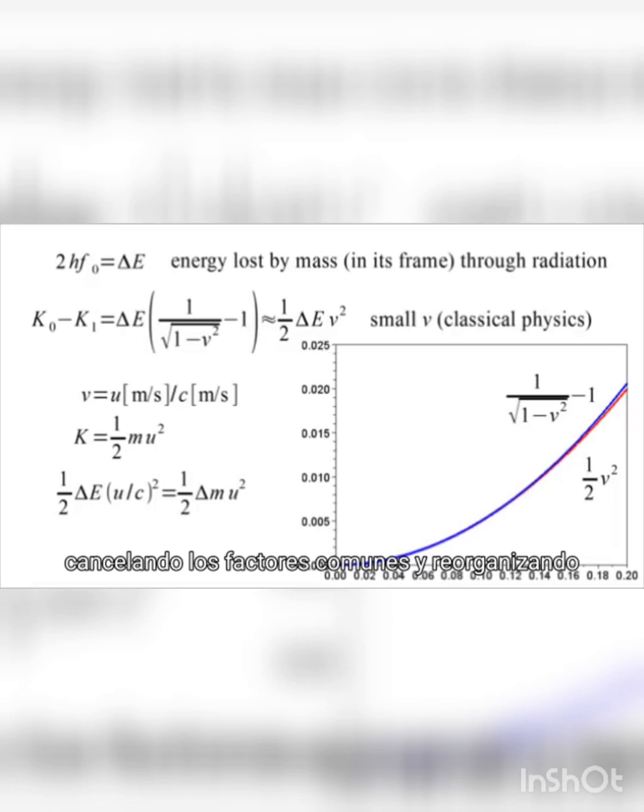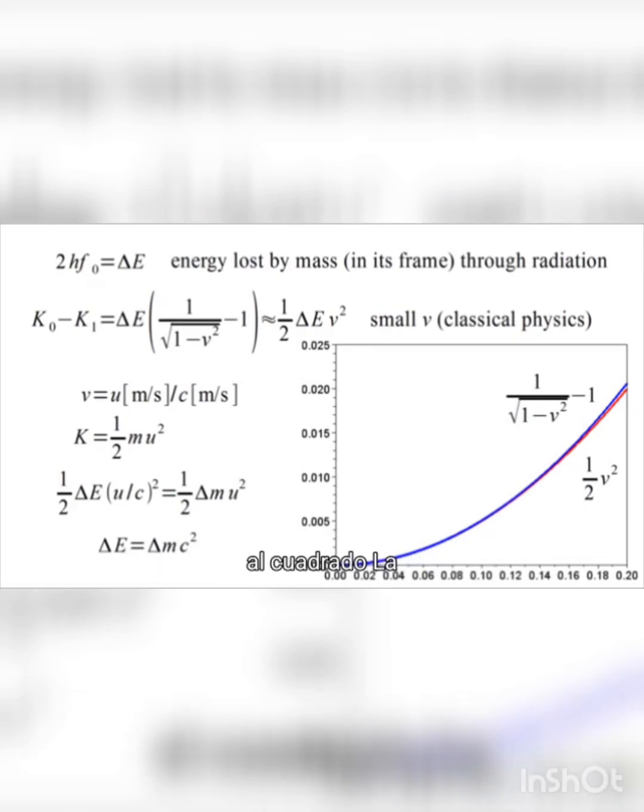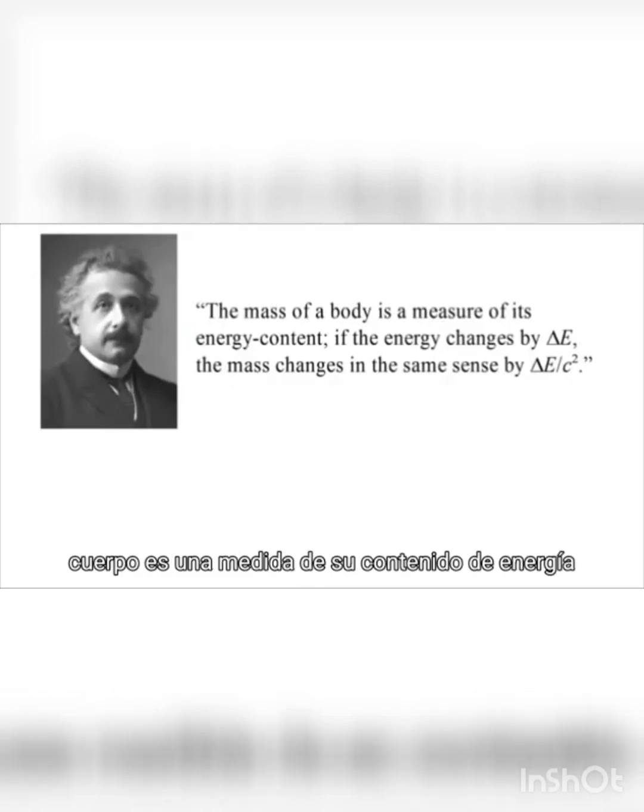Canceling common factors and rearranging, we arrive at change in energy equals change in mass times the speed of light squared. Einstein's conclusion is, the mass of a body is a measure of its energy content. If the energy changes by delta E, the mass changes in the same sense by delta E over the speed of light squared. Now, I think it's really important at this point to step back and remember what it is that makes a good scientific theory.